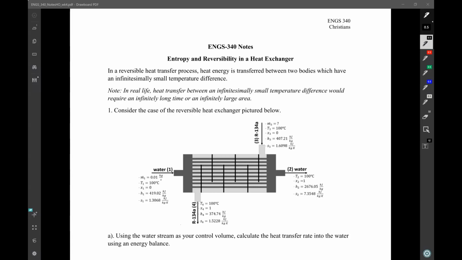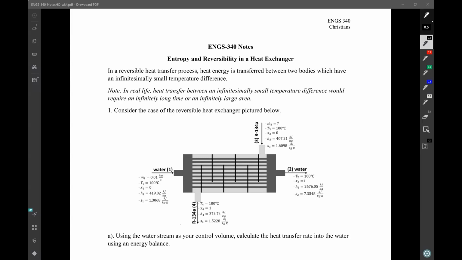In this video, we're going to dive in a little bit deeper into reversibility, specifically with regard to heat transfer processes. So we're going to do that in the context of this note sheet. If you don't have this printed out, I would suggest hit pause for a second, print this out, because you're definitely going to need this as we go along.